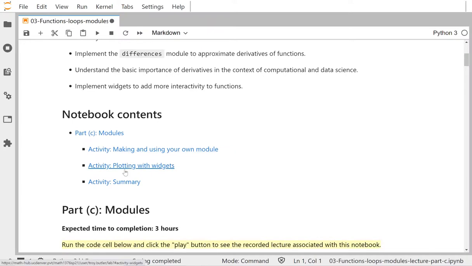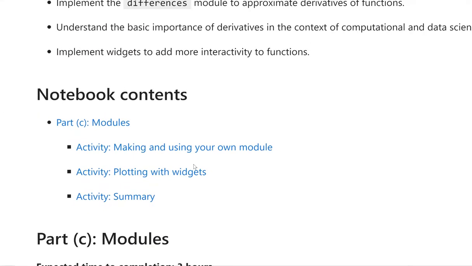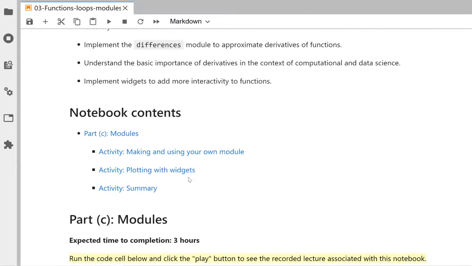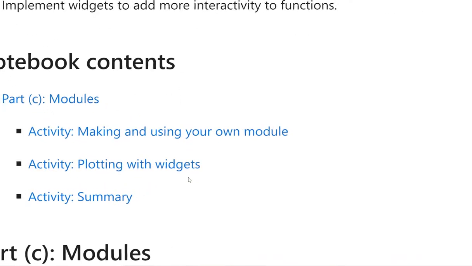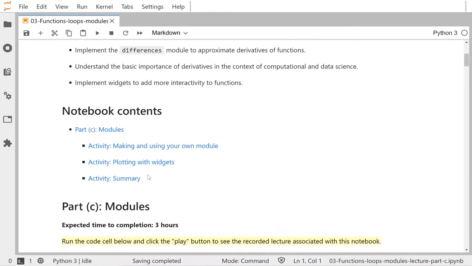Now, there are 3 activities, including the summary activity in this notebook. You will see how to make and use your own module, which is how we will end this first recorded video for this notebook. And then I will have a second video lecture that will discuss widgets, and it will also discuss the second main activity in this notebook where you have to do some plotting.